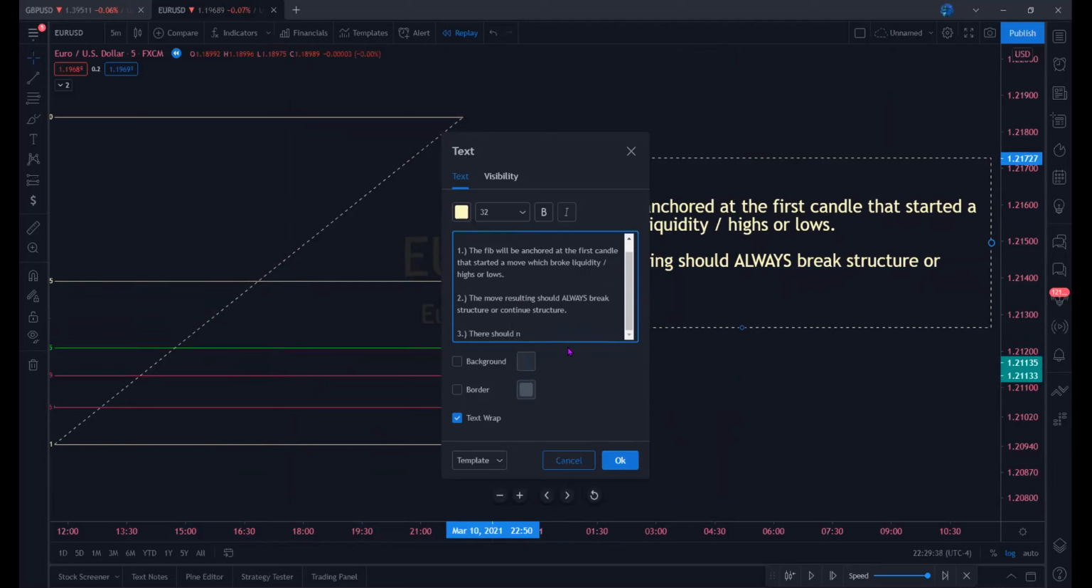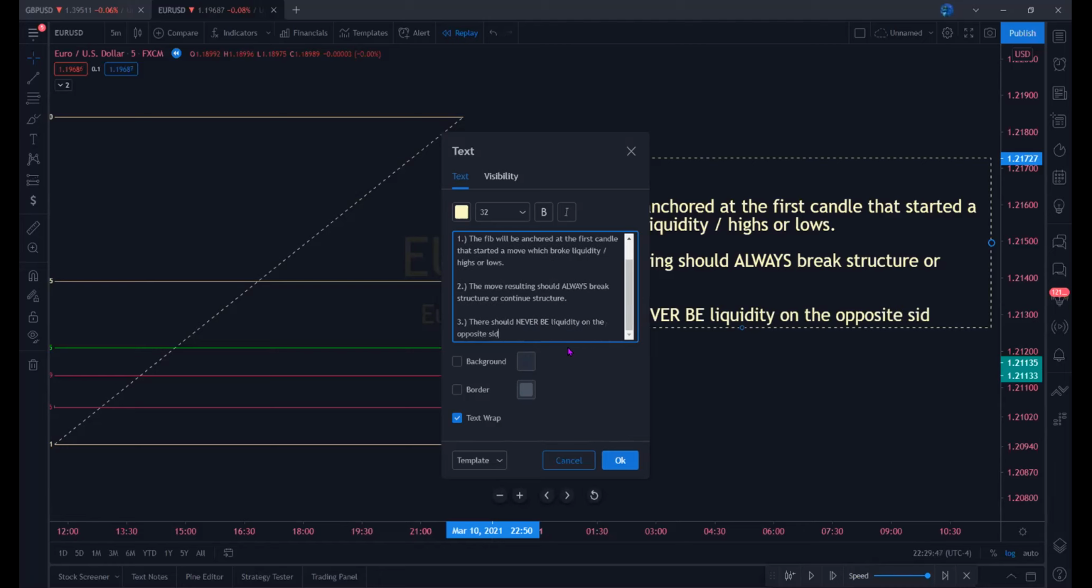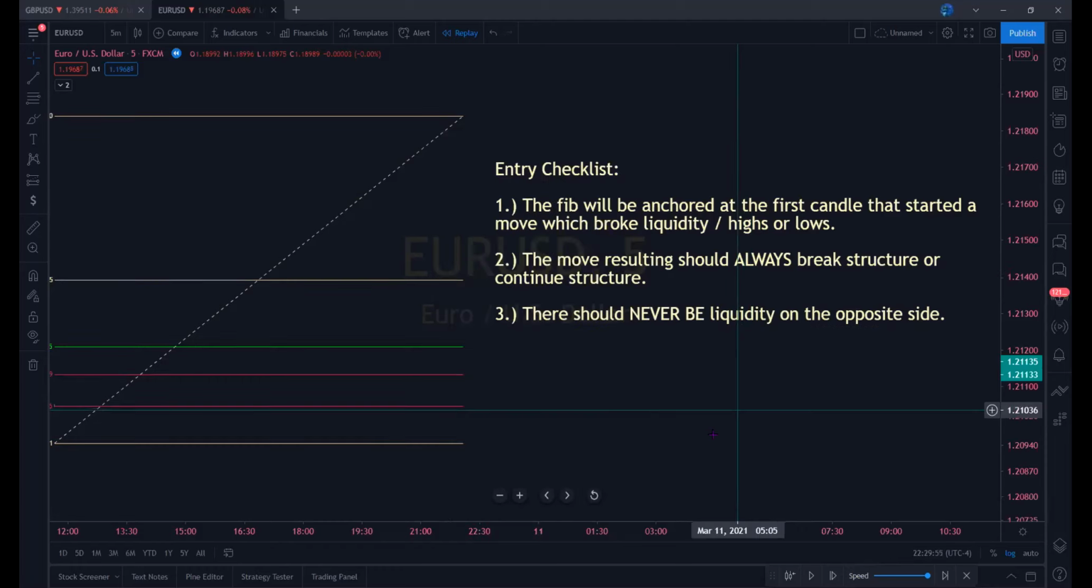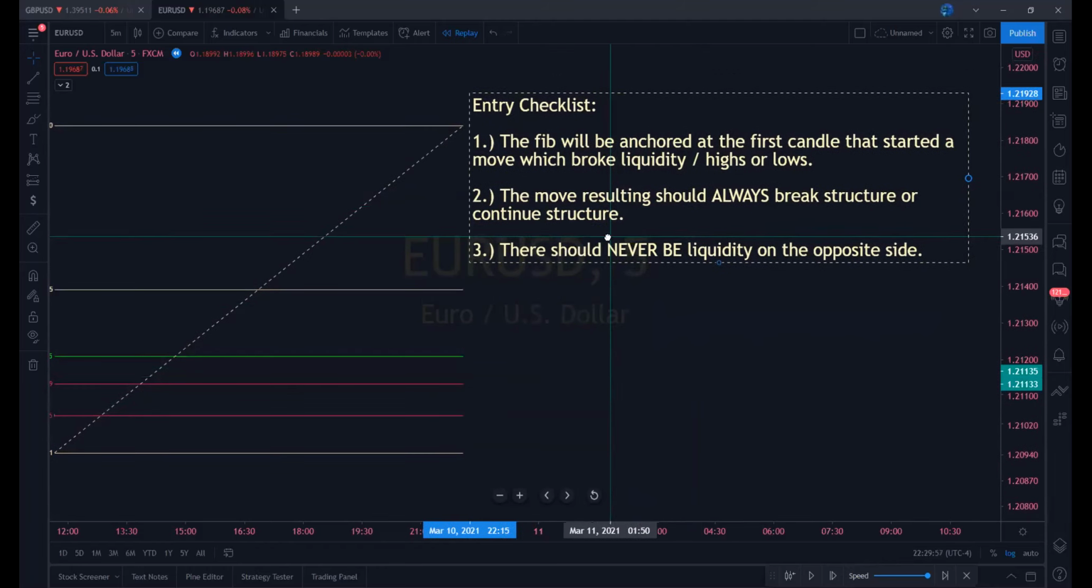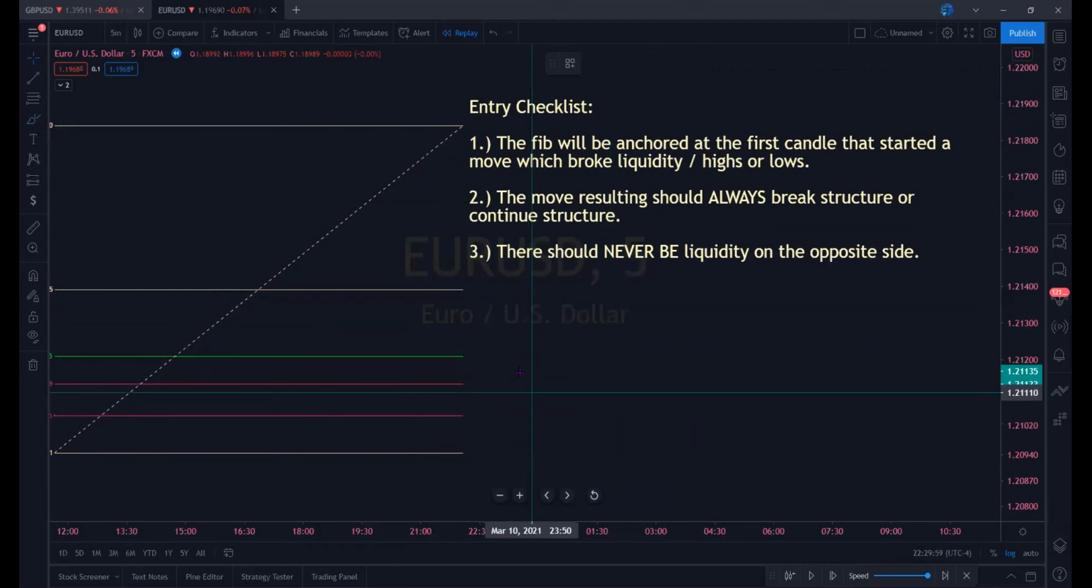there should never be liquidity on the opposite side. Basically what that means is, let's put a visual example, right? Let's say that you are trading a position where there's a huge liquidity void, right? And then price retraces and then it comes back up like this, and then it's doing that.